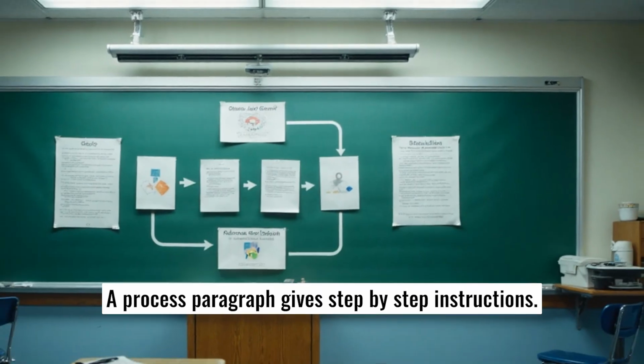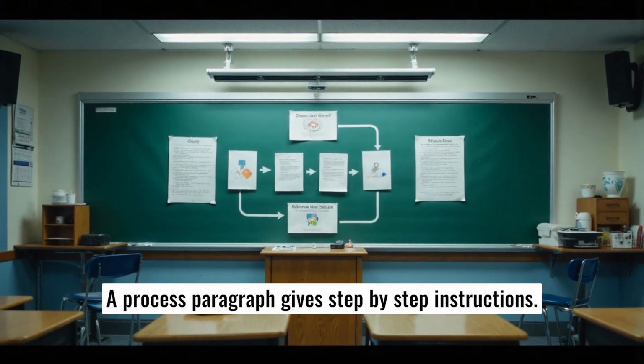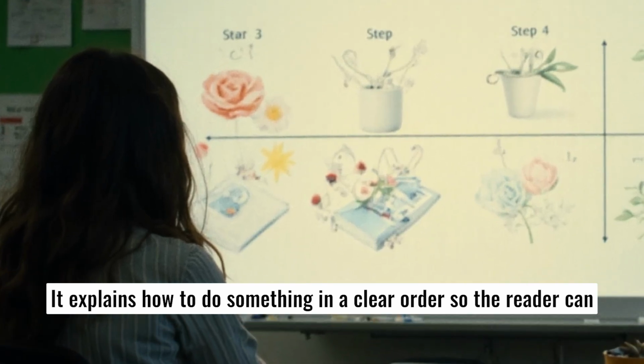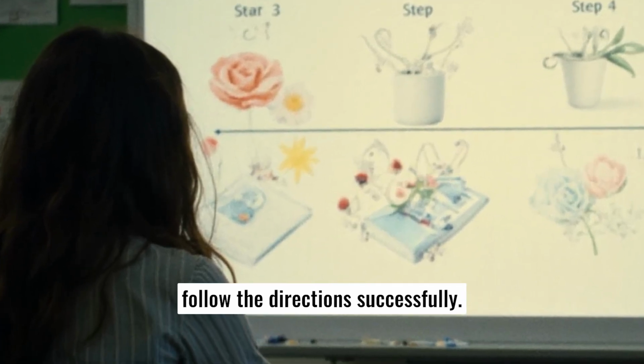A process paragraph gives step-by-step instructions. It explains how to do something in a clear order so the reader can follow the directions successfully.